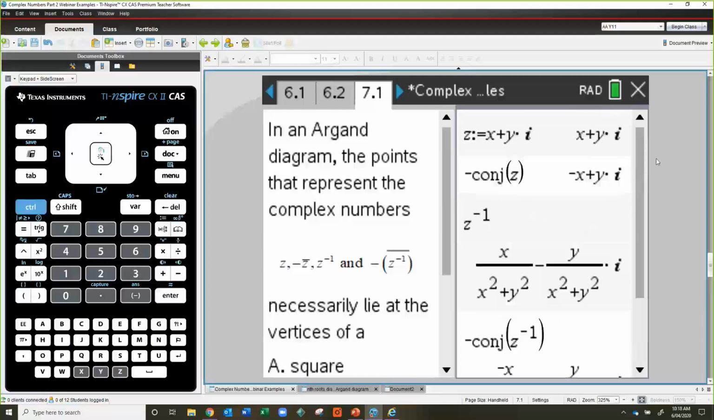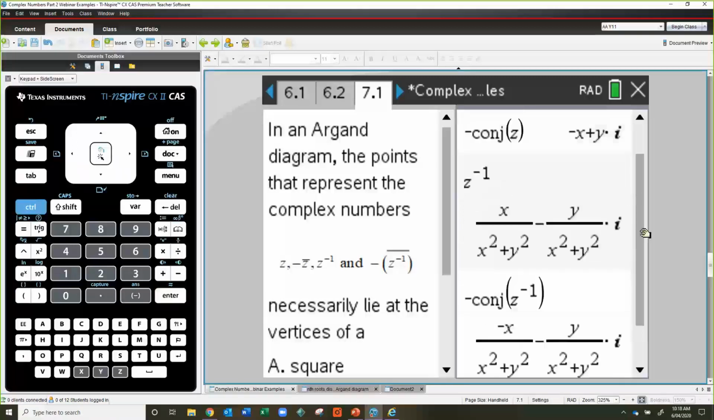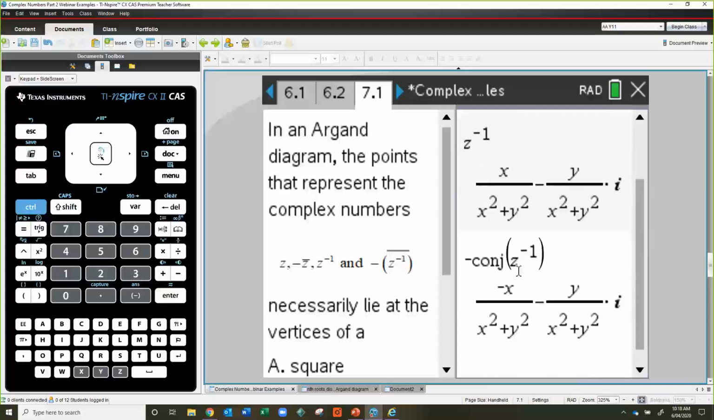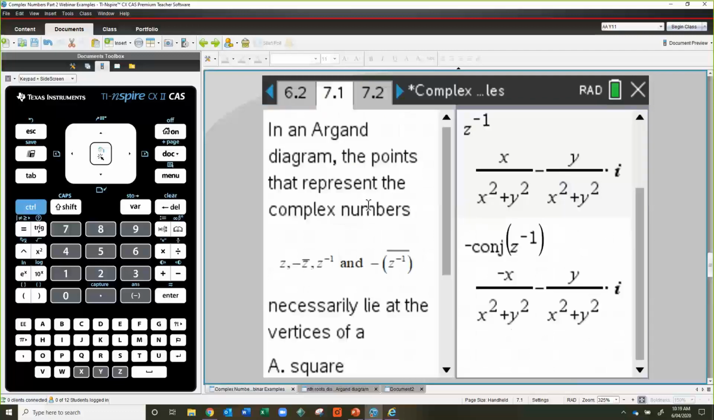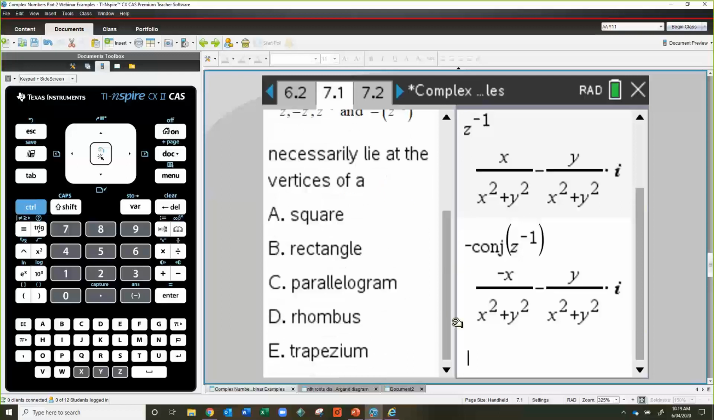So now if we look at those points, they have the same y values, opposite x values. Same here, the same y values, opposite x values, which I have drawn here. So y values the same, x opposite, and here we have negative y values, which are the same, x values opposite. So clearly those two lines are parallel. So we are looking at a trapezium. So the answer here will be option E.